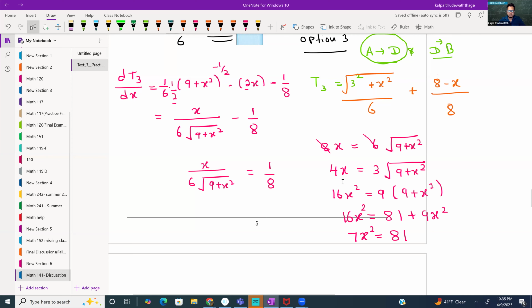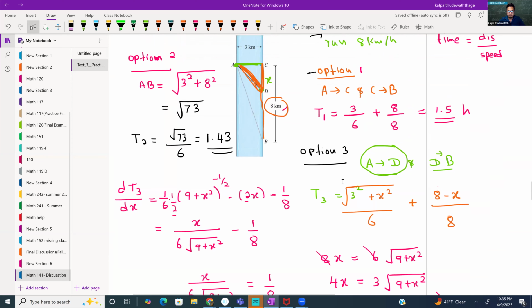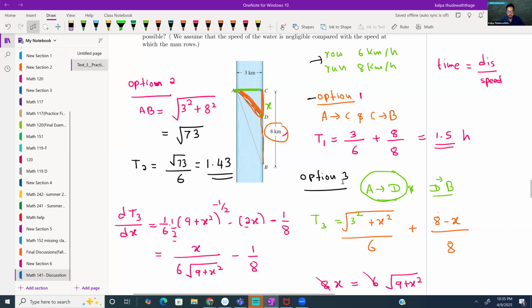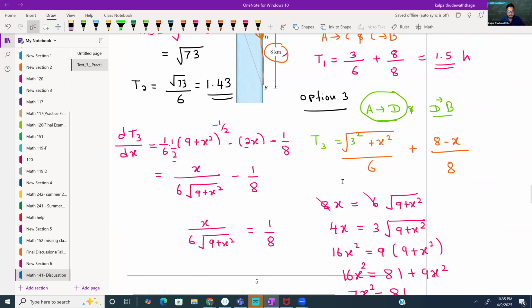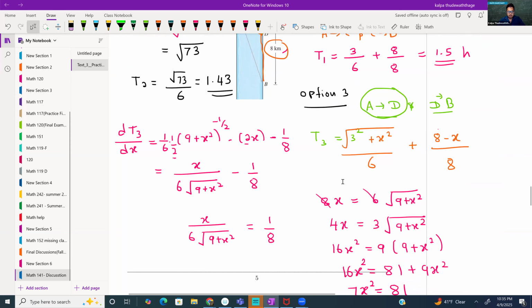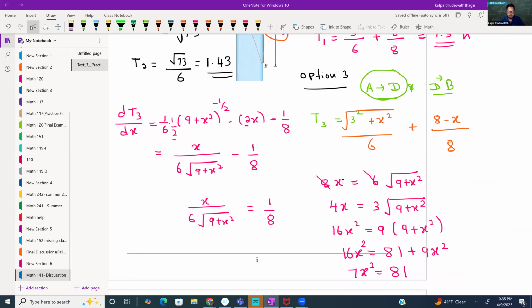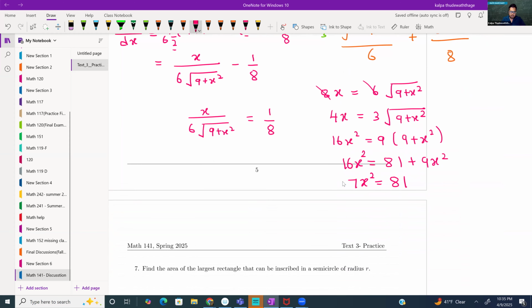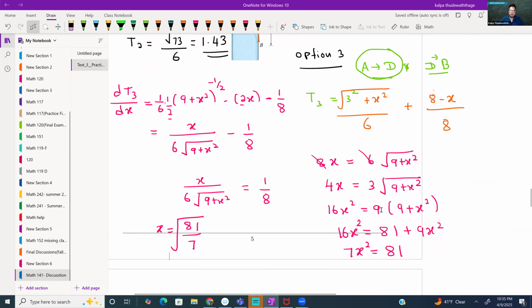Let me see if I do everything right. Okay, that's good. I think it's fine. X is a length, so it's positive, so I only take the positive root. That's my x.